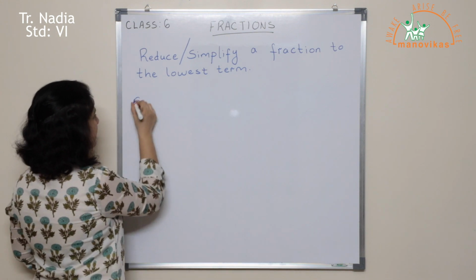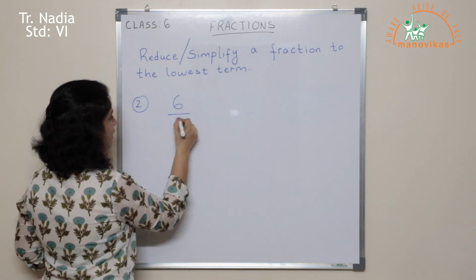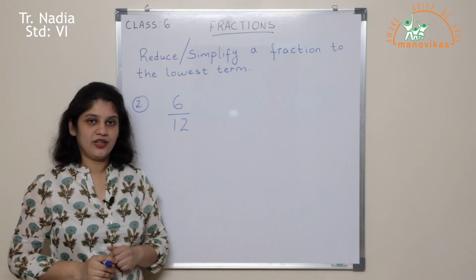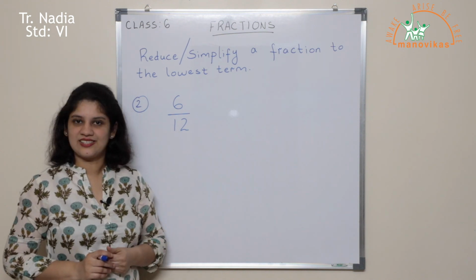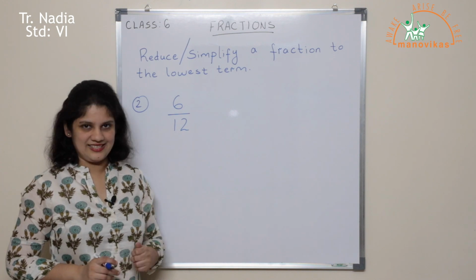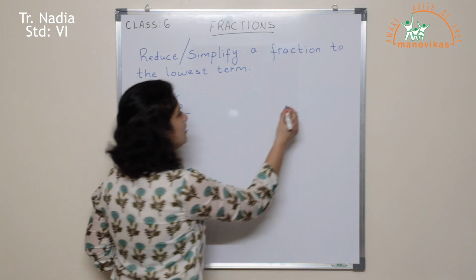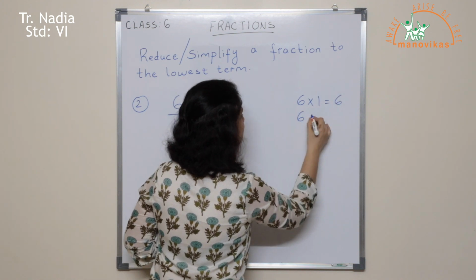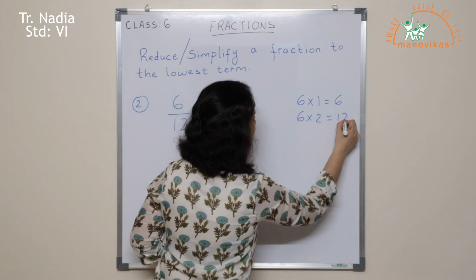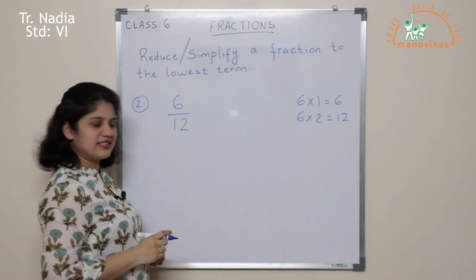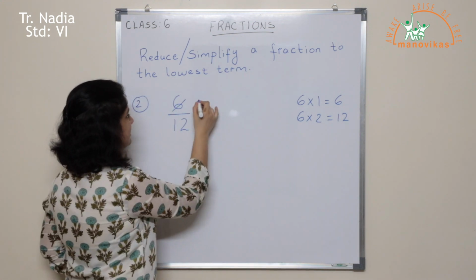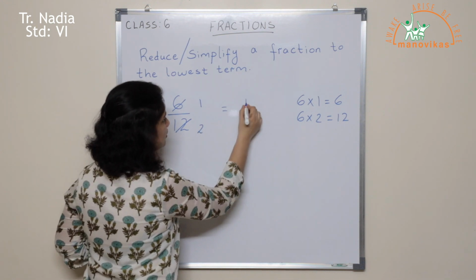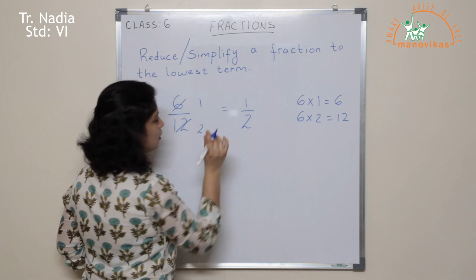Let us take another example, 6 upon 12. The numerator is 6, the denominator is 12. In which table have you seen 6 and 12 together? Right, in the 6 times table. So we know 6 ones are 6 and 6 twos are 12. So I will make use of the 6 times table. 6 ones is 6, 6 twos is 12. So the fraction is reduced to 1 upon 2.